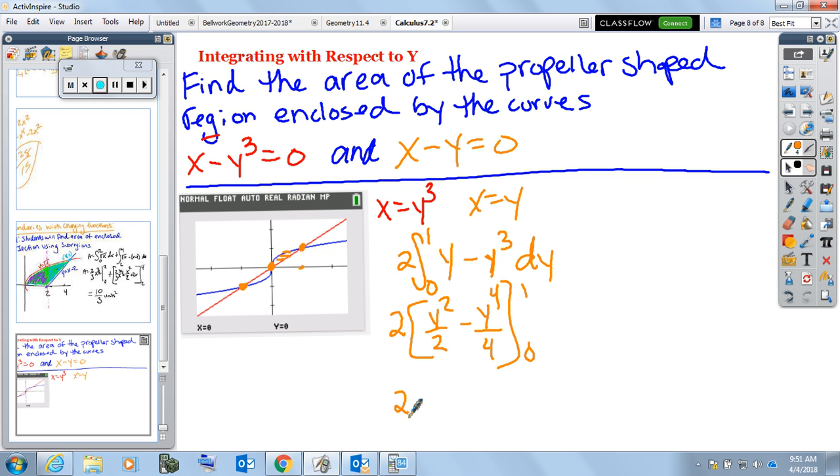So basically this becomes 2 times 1/2 minus 1/4, and then minus our 0. Doing so, we have 1/2 times 1 and 1/4 times 1, which ends up giving us 1/2 in the end. Interesting how it all comes into play. So the value of this area is going to be a half when it's all said and done.